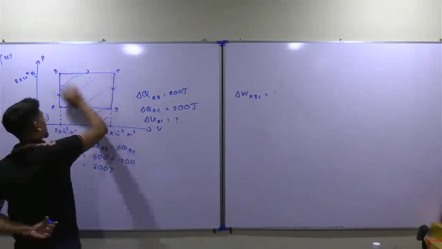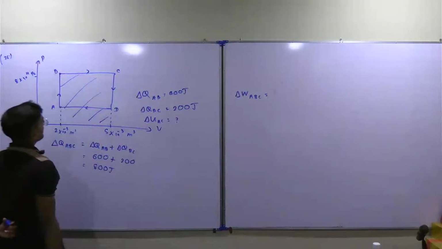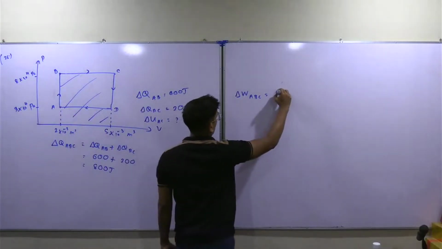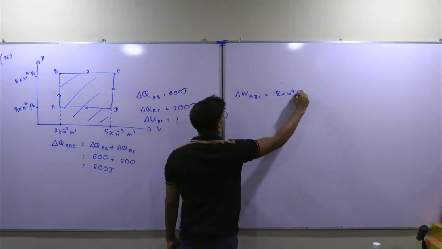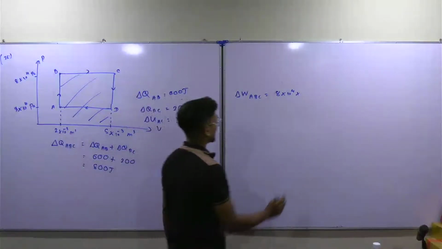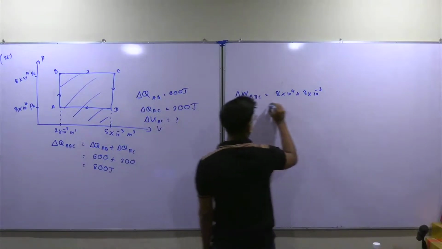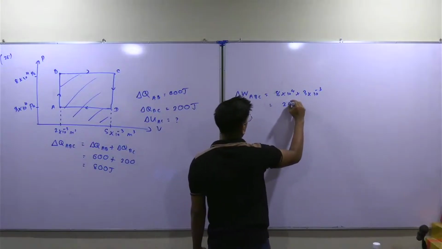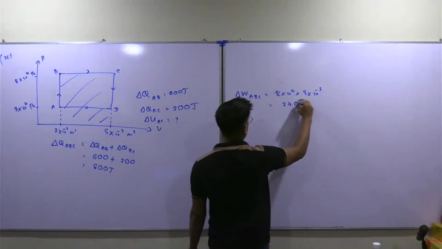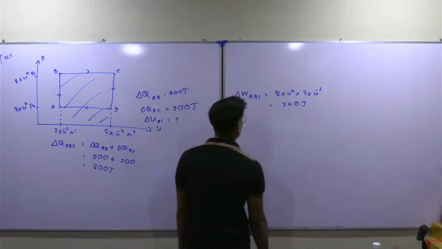Work done from B to C is this total area. So the total work done is this area. So how to find this area? This is 8 into 10 to the power 4 times this distance, that is 5 minus 2, which is 3, that is 3 into 10 to the power minus 3. So that is 24, 8 into 3 is 24. 240 joules. So work done along the path ABC is 240 joules.